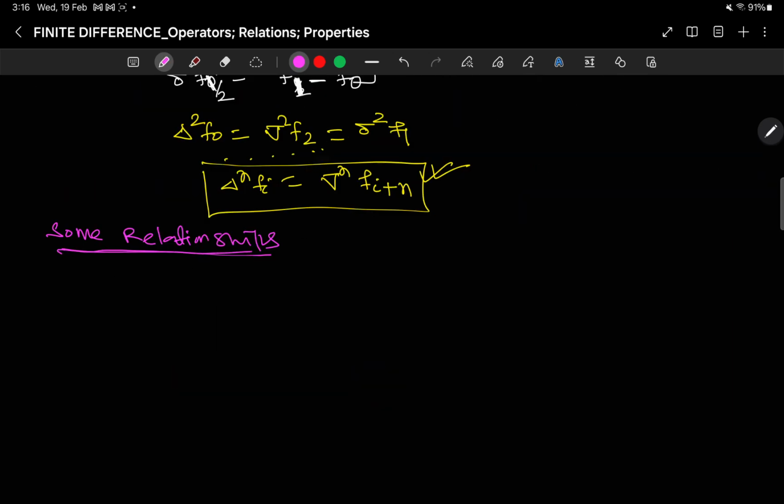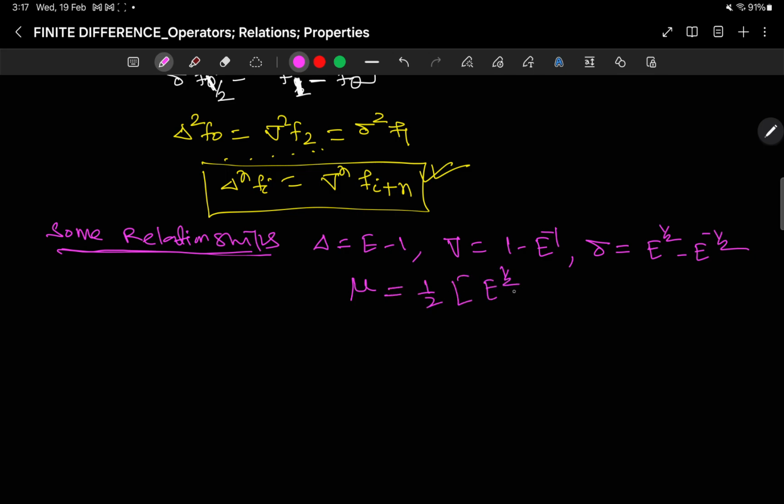Using some relationships among these operators, it is easy to see that delta is equal to E minus 1, inverted delta is equal to 1 minus E inverse, and central delta is equal to E to the power half minus E to the power minus half. And for the average, mu is equal to half of E to the power half plus E to the power minus half. We can easily prove it one by one.